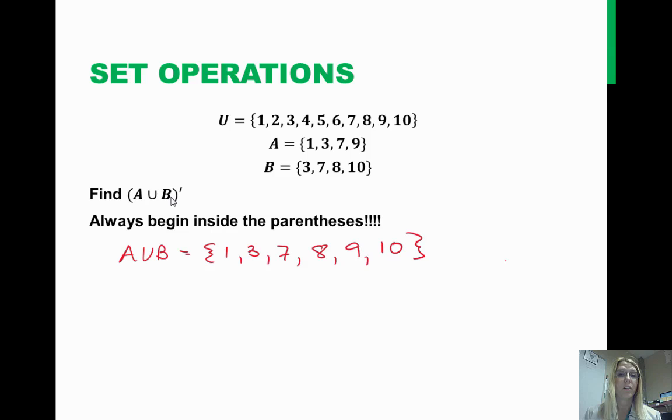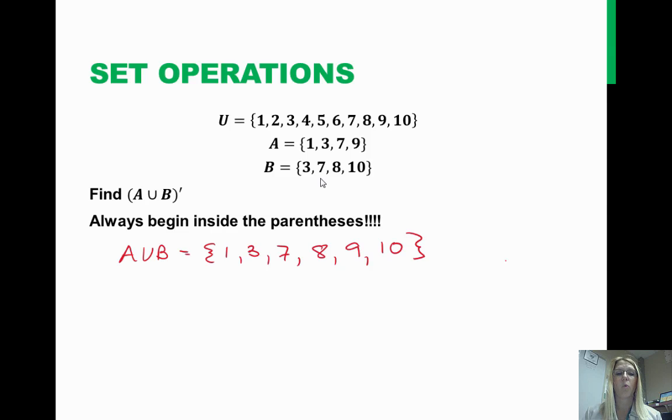So first I want to find A union B. That means I'm going to put both A and B together in one set. And this is what I get: 1, 2, 3, 4, 5, 6, 7, 8, 10. Remember, we're not going to repeat the 3s and the 7s.